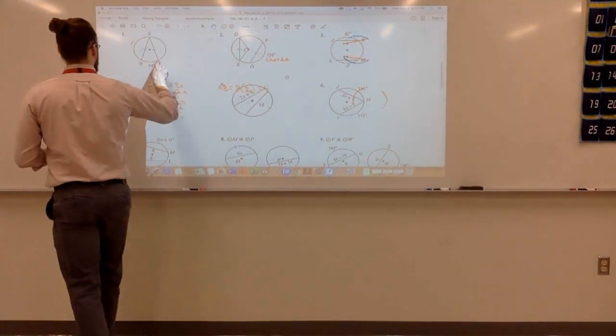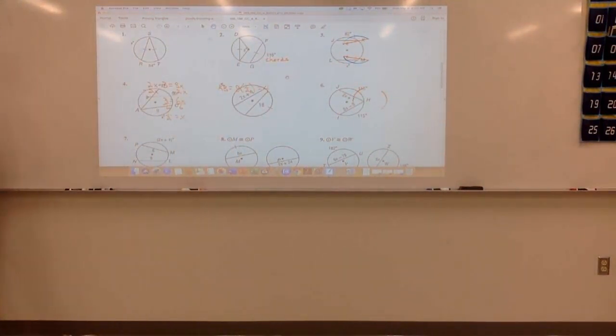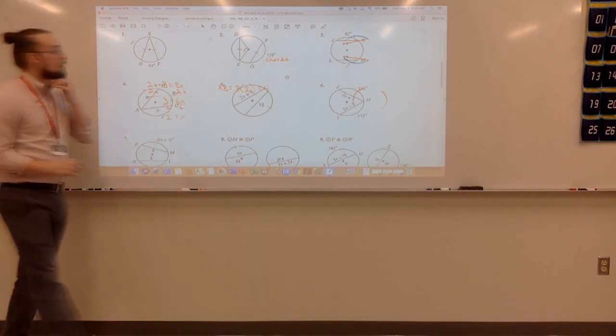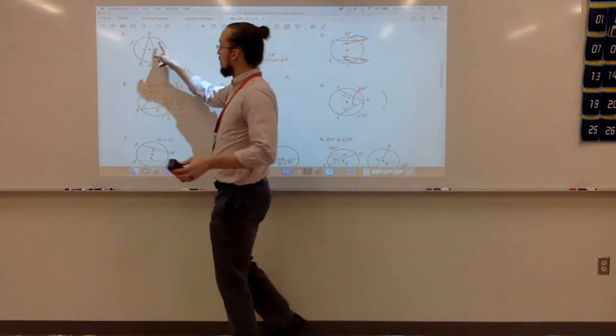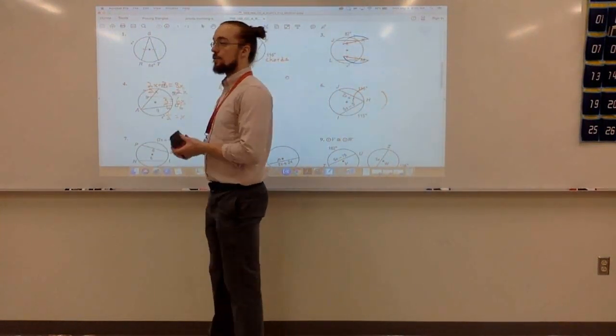Arc RT is 64 degrees, and we would find RS. Because we know that if these chords are congruent, these would be congruent, so we can say that's x as well.